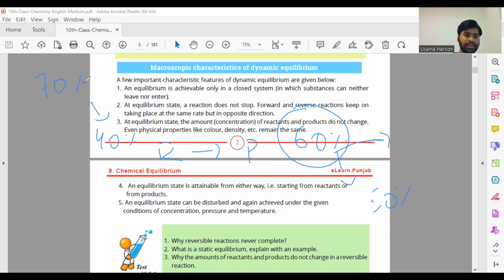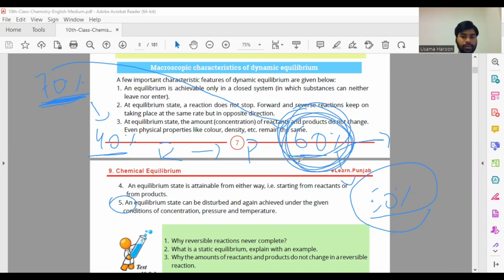What does that mean? The equilibrium was established at 40 and 60, but now I have disturbed the concentrations, or the pressure or temperature of the reaction, as I have added to the reactant side and withdrawn from the product side. So now the reaction will move in the forward direction: reactants will further react and produce products in order to attain equilibrium. This is what this point means. You can understand this point by doing it from the product side as well. You can get the same answer.